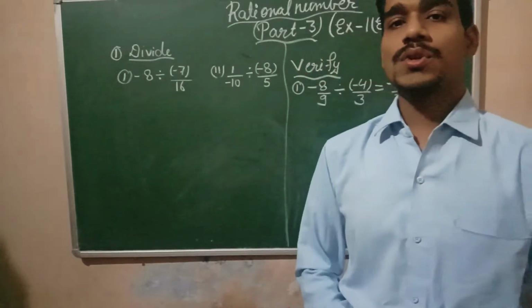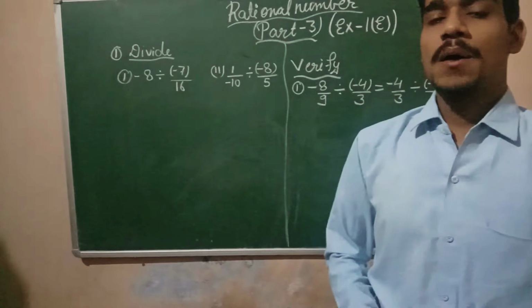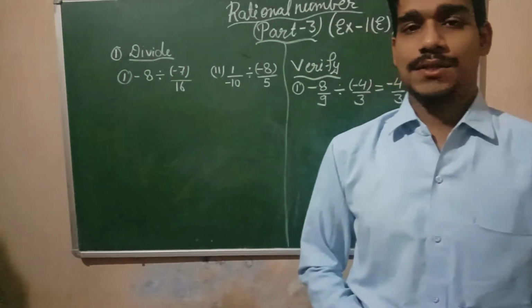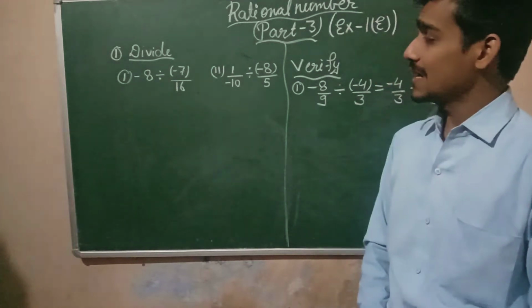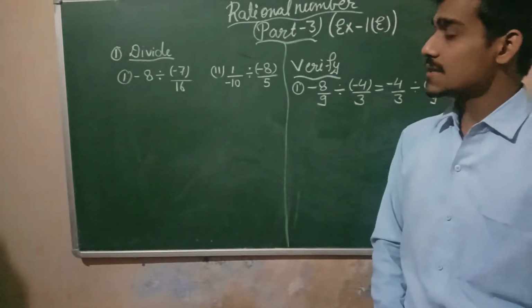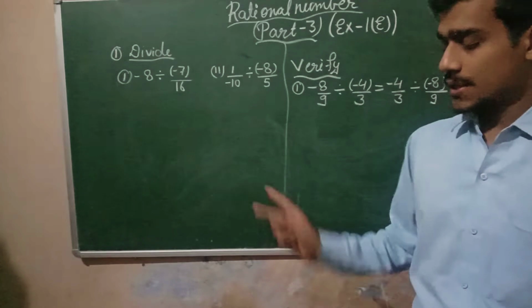Today I am going to start rational numbers part 3 of class 8. Look at here. First question is divide minus 8 divided by minus 7 upon 16. Look at here.